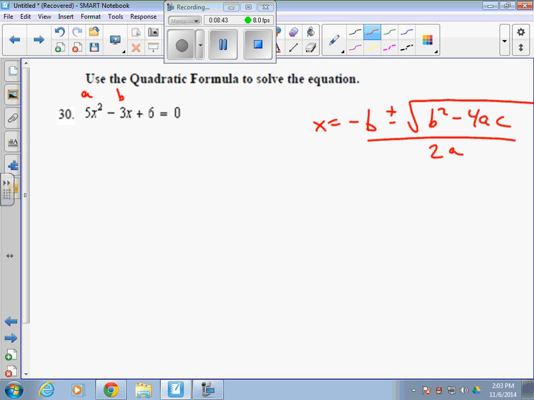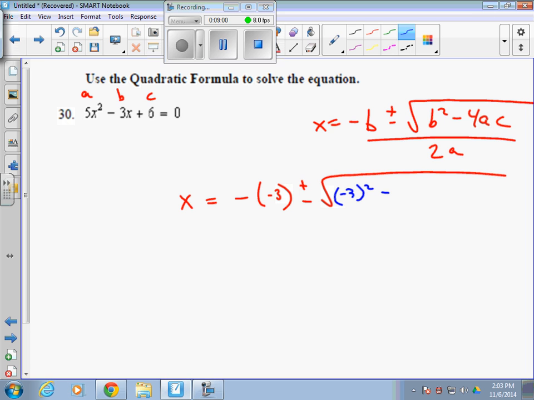A, this is b, this is c. Plug everything in. So x's value equals negative, b's value is negative 3. So it's negative, negative, that's going to be positive for us. Plus or minus the square root of, remember we do the discriminant here, b squared again is negative 3 squared minus 4 times a, which is 5, times c, which is 6. And all of that's going to be over 2 times a, which is 5.